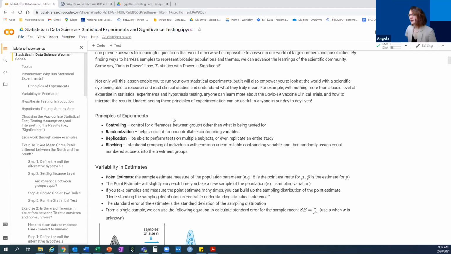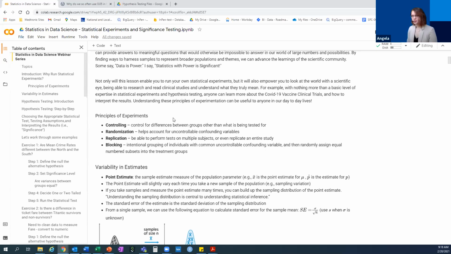All right, so moving on, we'll briefly discuss the principles of experiments. There are 4 key pillars, I suppose, of experiments. The first one is controlling. So you have to control for differences between your groups other than what is being tested for. Because of course, if there are other differences that you're not testing for, you can't make any claims that the differences that exist in what you're testing for are for a particular reason. It could be because of a number of reasons that you are not controlling for. So that's one of the top key principles of experimentation.